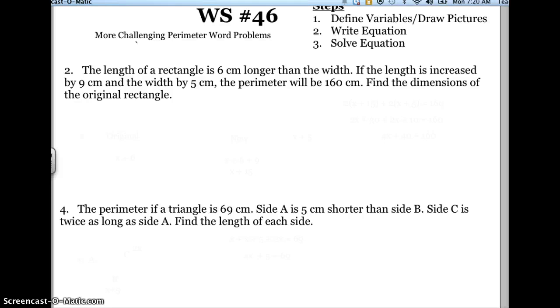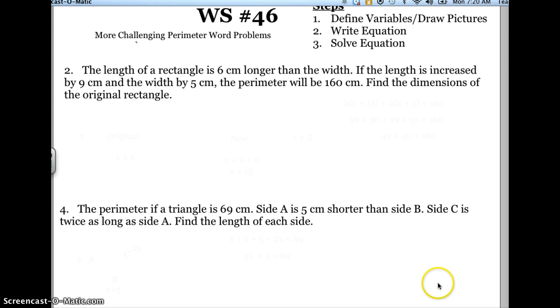Okay, Okers, this is going to be a video that's going to help you with worksheet 6, which has more challenging perimeter word problems. And I'm going to look at two problems, number 2 and number 4. Now it's important when you do these problems to make sure you draw the pictures, because in the pictures you're going to be defining the variables. Let's look at number 2.